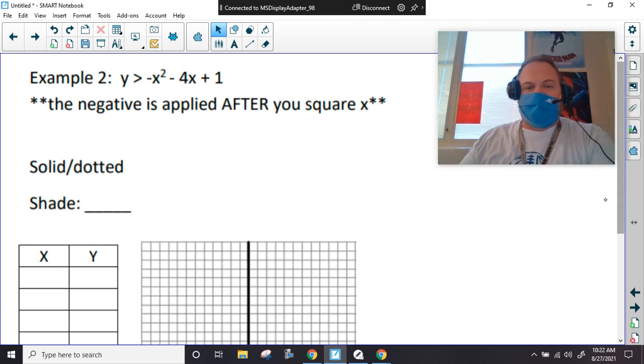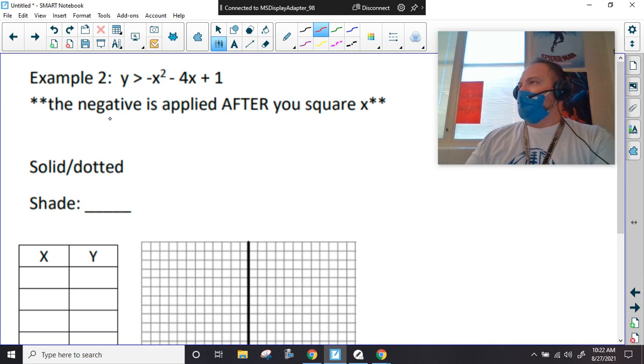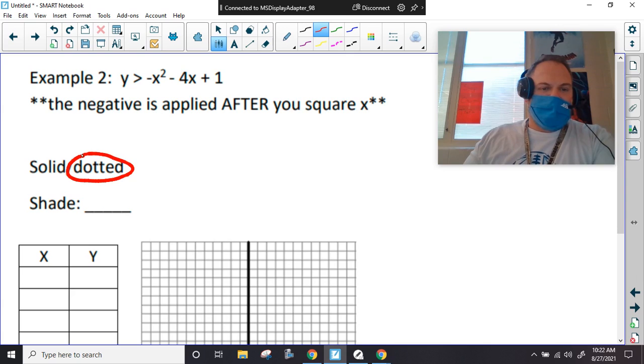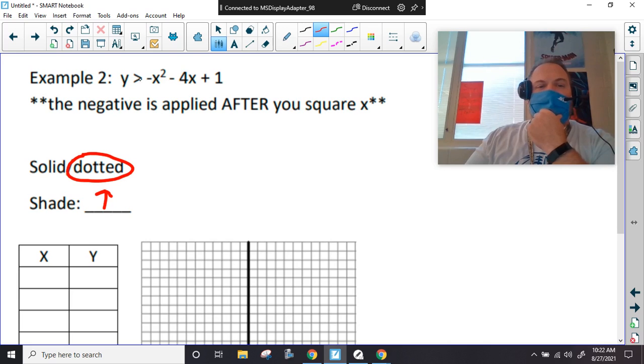So, things we need to know: is this going to be solid or dotted? Dotted. Why is it dotted? It's a single mingle. It has no line up underneath it. We don't include it. So this is dotted. Okay. Now, which way are we going to shade? Above or below? Above. We're going to shade above because the Y is being eaten.